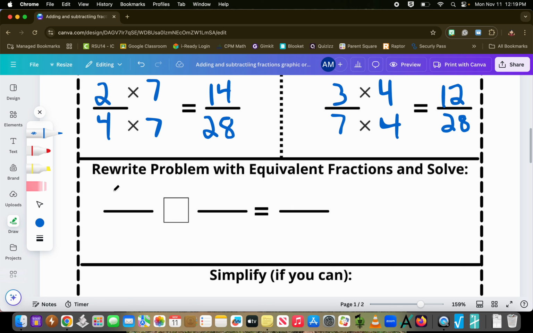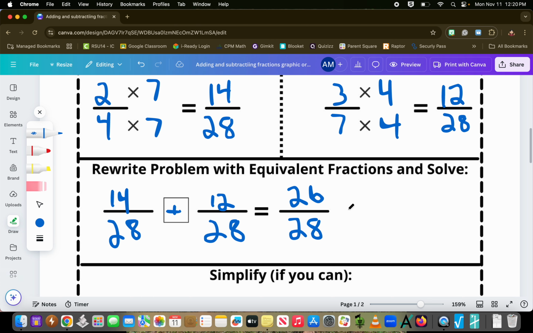So I've got 14 over 28 plus 12 over 28. When we add or subtract fractions, all we're doing is going across our numerator and maintaining the same denominator. So this right here is not going to change. I'm just going to go ahead and rewrite this right over here. We're not adding these two together. We're just bringing it along over here. Now I'm going to add my numerators together, though. So 14 plus 12, I know that that's going to give me 26 over 28.